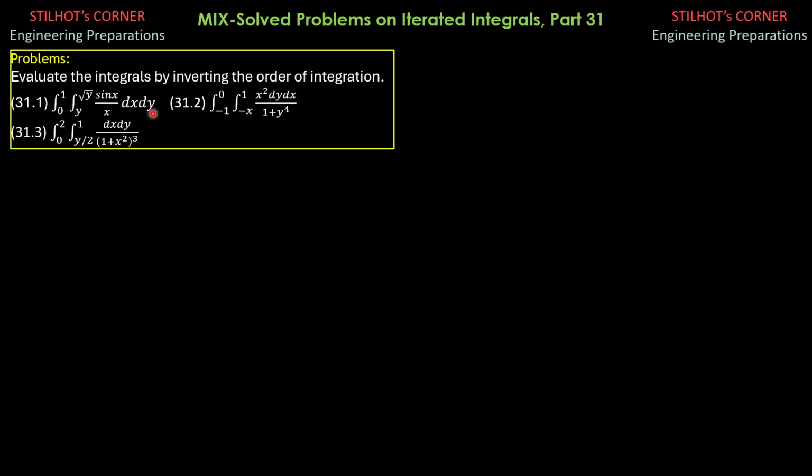dx dy. So if you notice, if we evaluate integral of sine x over x dx, there's no available elementary tool for us to evaluate that integral. So that's why there's a need to invert the order of integration. So let's evaluate the inner integral with respect to y first, so that we can treat sine of x over x as constant. Then we have to change the limits.